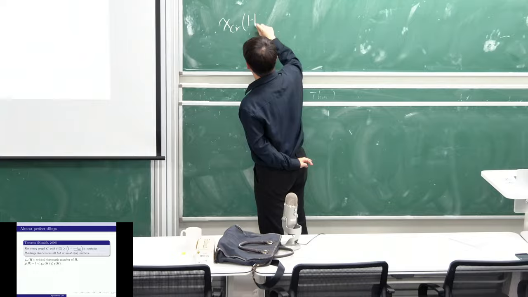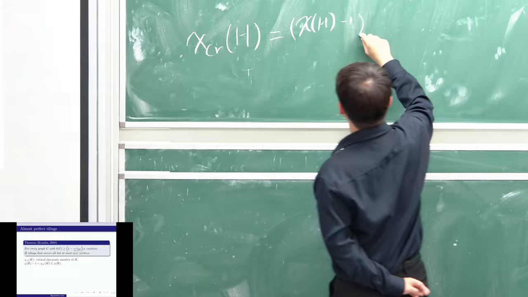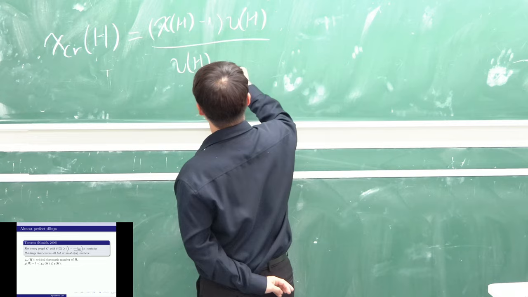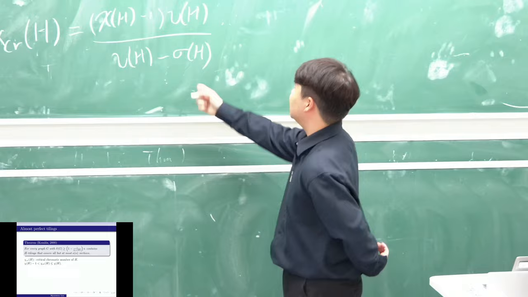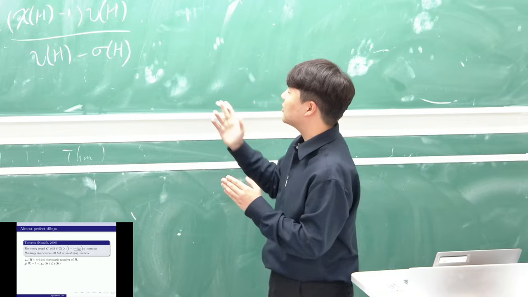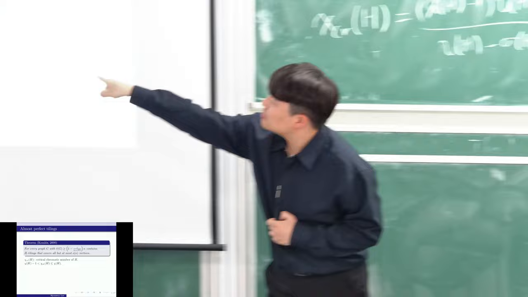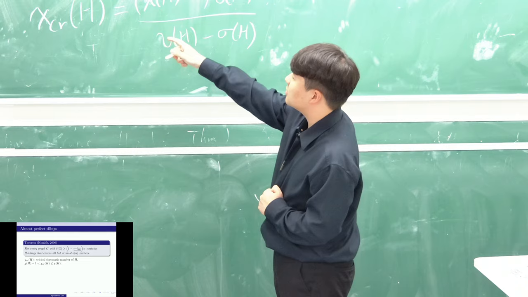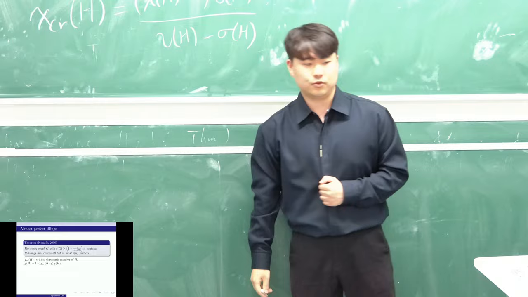So the critical chromatic number of H is (chi(H) minus 1) times |H| divided by (|H| minus sigma(H)). Here chi is the chromatic number of H, and sigma(H) is the size of the smallest color class in an optimal coloring of H. So it lies between these numbers, and when H is a clique, the critical chromatic number is the same as the chromatic number of H.